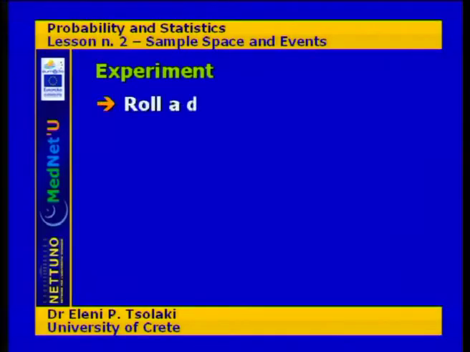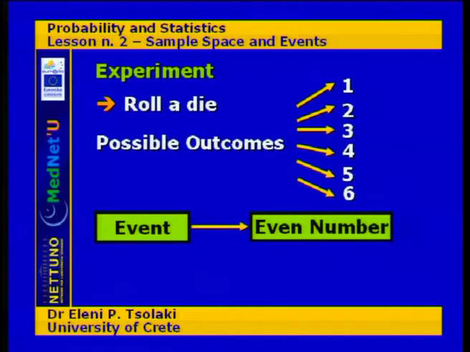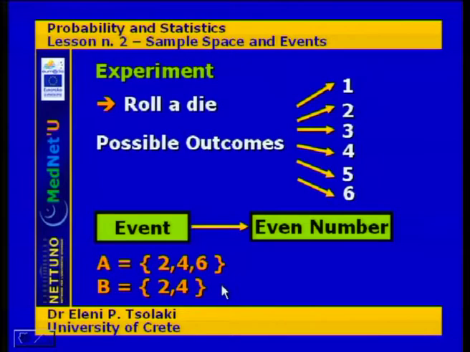Going back to the example of rolling a die, the six possible outcomes are 1 to 6. We are interested in the event of observing an even number, and this is denoted by the set A, which consists of elements 2, 4, and 6. Another event could be event B, consisting of elements 2 and 4. Also, another event could be event C, consisting of elements 3 and 4. Now, we say that B is a subset of A, because whenever B occurs, A occurs too.